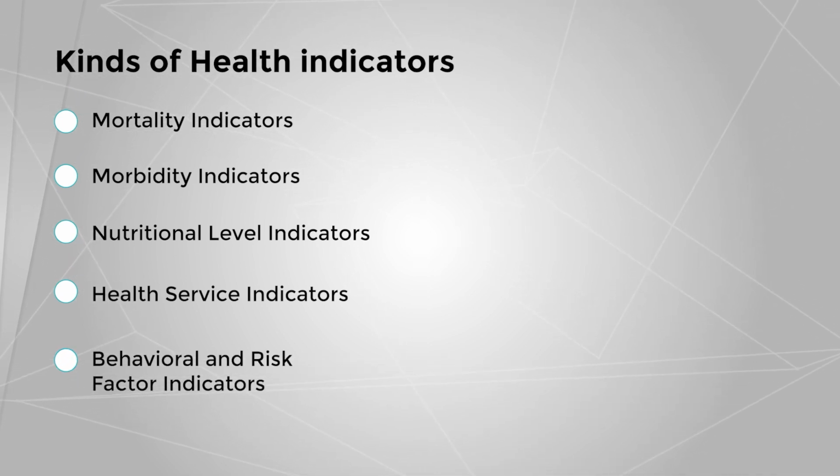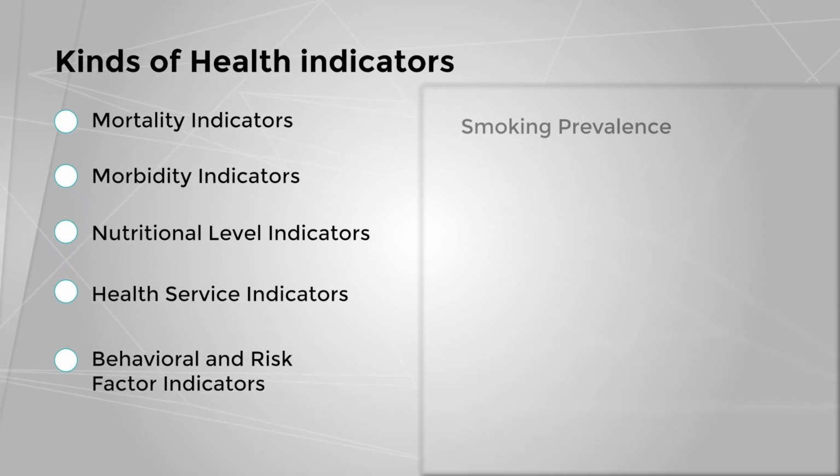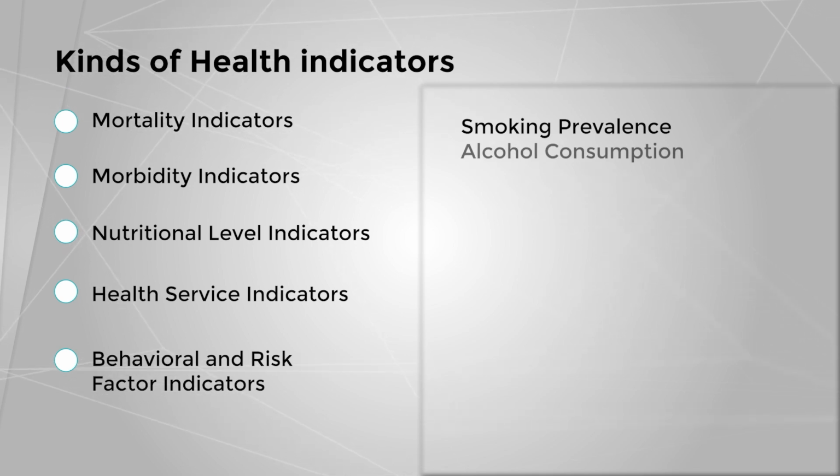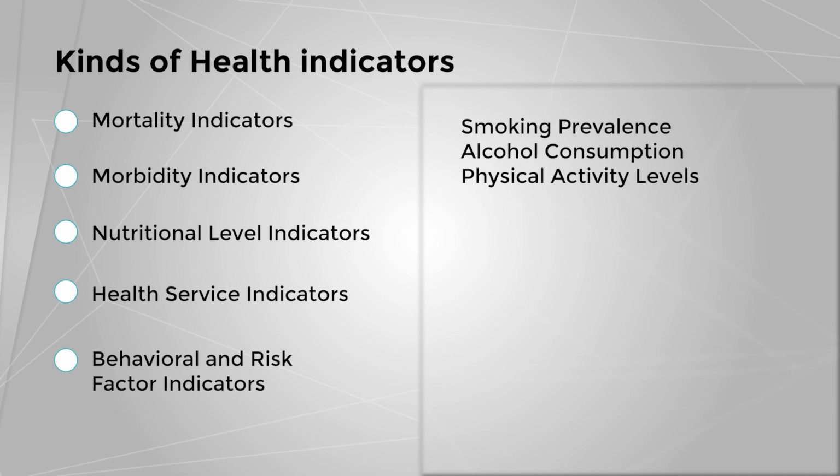Next we come to behavioral and risk factor indicators. These indicators measure behaviors and factors that influence health outcomes. For example, the prevalence of smoking or average per capita alcohol consumption or percentage of population engaging in regular physical activities, or obesity rate, that is percentage of population with a BMI over 30.